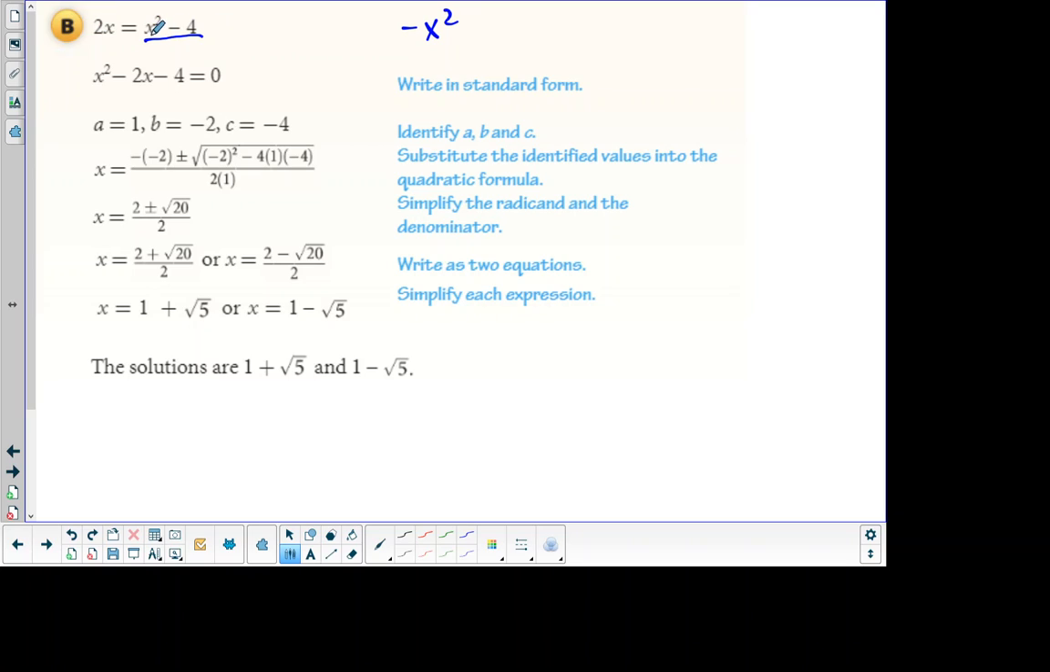Well, if you subtract x squared from both sides, you have negative x squared over here. You still have the plus 2x. And then once you add 4 to this side, it would become plus 4. And you've written it in standard form that way.